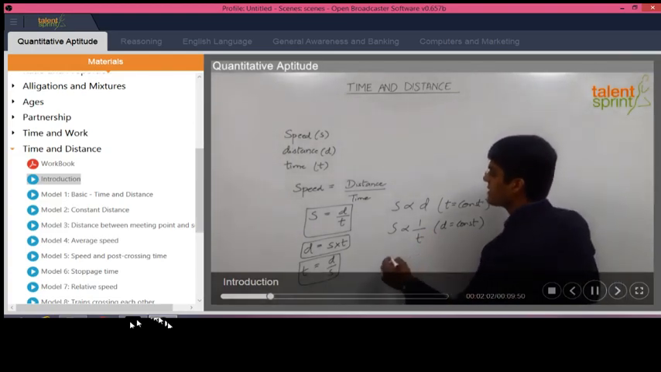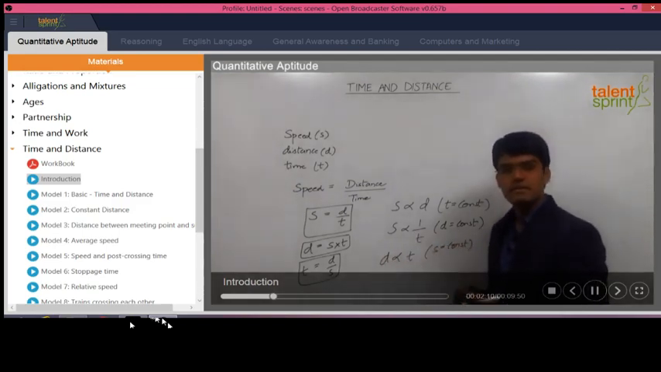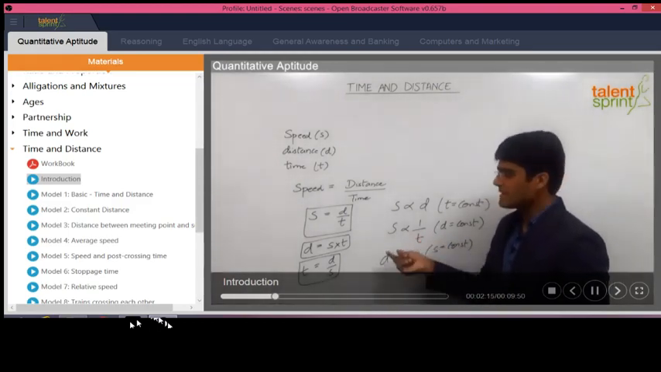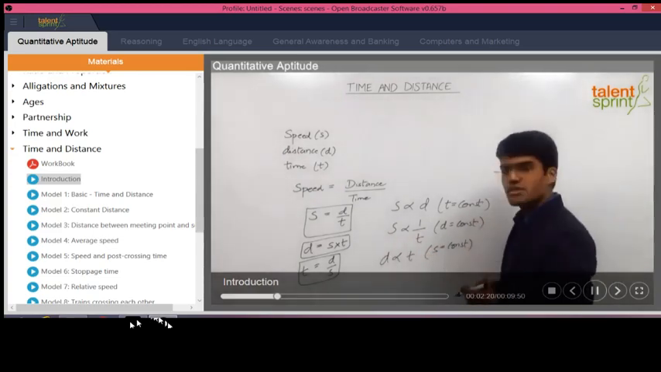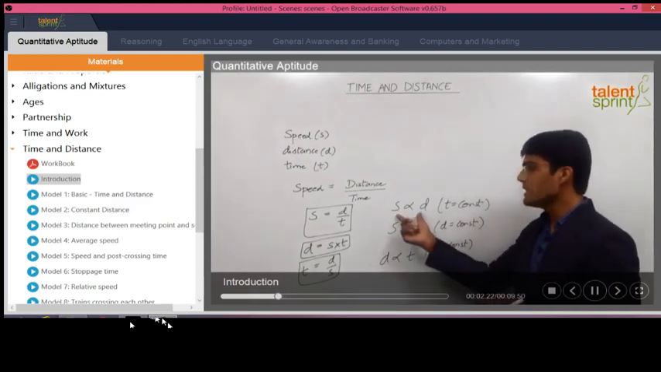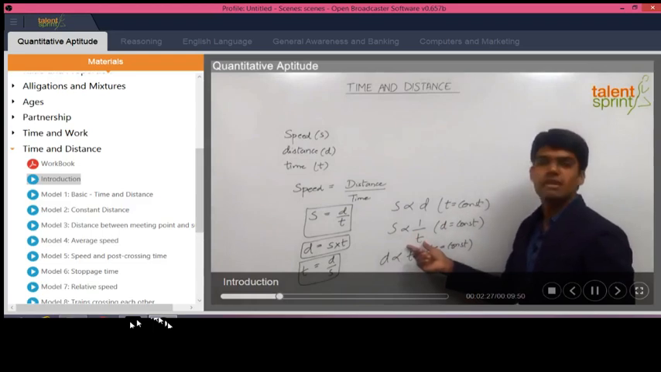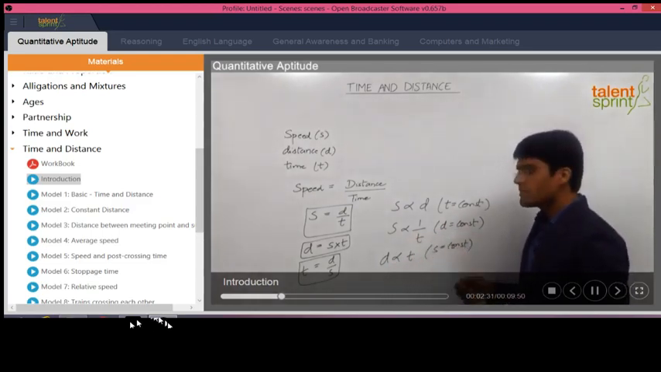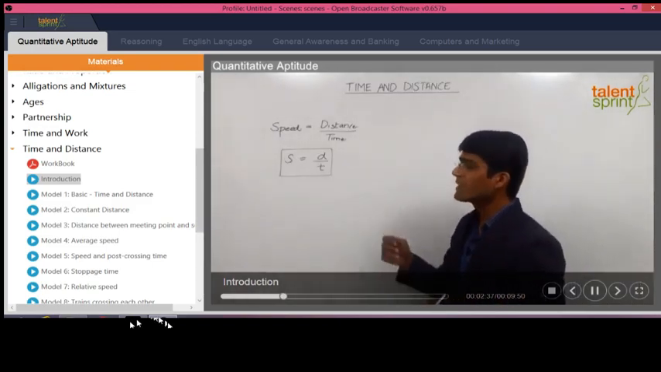And when the speed is constant, we can say that distance is proportional to time. So when the speed is fixed, the distance and time directly vary with each other. Therefore, as the distance increases, the time also increases. As the distance decreases, the time taken to cover the distance decreases. So these are the three relationships that we need to understand. The first one is speed is proportional to distance when the time is constant. Speed is inversely proportional to time when the distance is constant, and distance is directly proportional to time when the speed is constant.